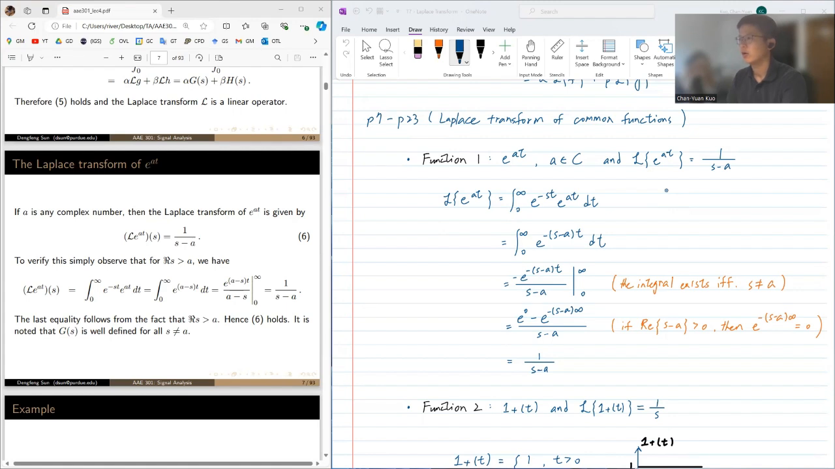So here I'd like to point out that this integral only exists if s does not equal a, because otherwise you will be having something non-zero divided by 0. And now if you expand this, you will get e to the 0 minus e to the negative s minus a times infinity over s minus a. And here, when the real part of s minus a is greater than 0, then this term here will converge to 0 as t goes to infinity. And so that's why in the end, we will be left with 1 over s minus a.